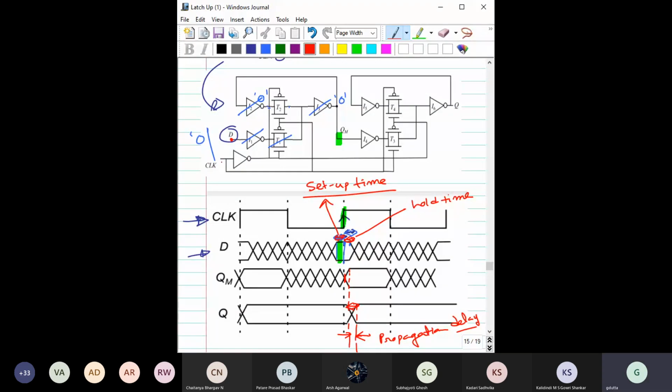Degrade due to this T2. Why? Okay, you were saying hold time is required because of T2. Okay, why?